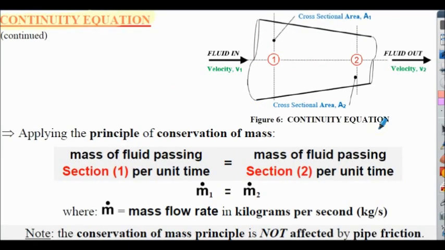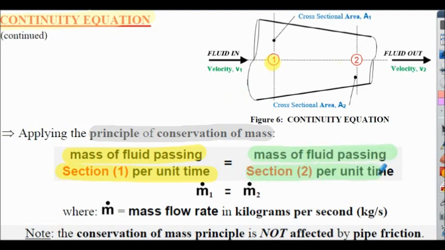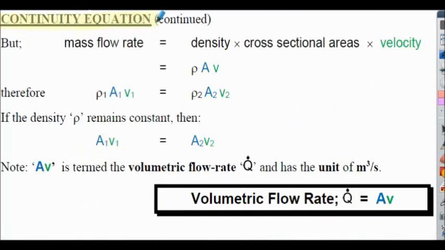Continuity equation continued. Applying the principle of conservation of mass, we assume that the mass of the fluid passing section 1 per unit time, shown here, is the same as the mass of fluid passing section 2 per unit time, shown here. Note that the conservation of mass principle is not affected by pipe friction. Continuity equation continued, and again I'll let you review the slide at your own pace, but we can show that the volumetric flow rate Q dot is AV, cross-section area times velocity at that section.